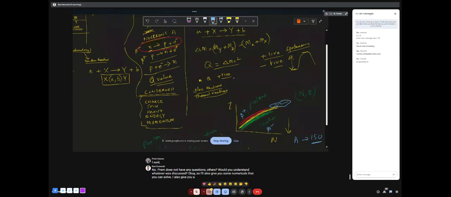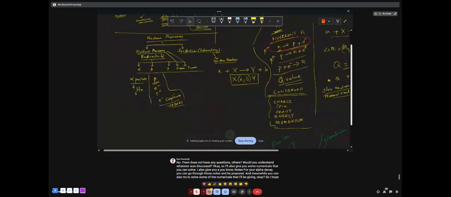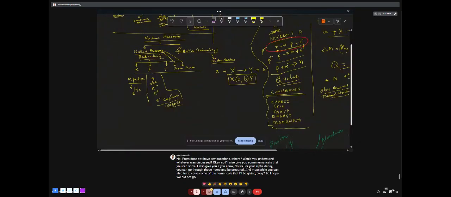I'll also give you notes for your alpha decay. You can go through those notes and be prepared. And meanwhile, you can also try to solve some of the numericals that I'll be giving. Okay. So I hope we did not go much further.